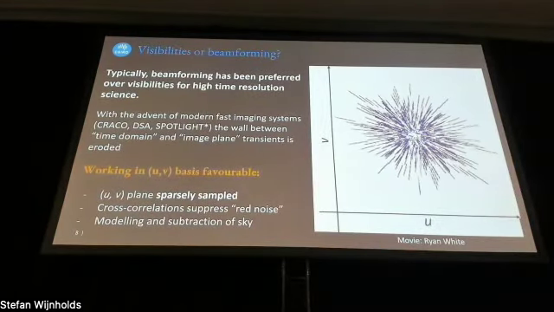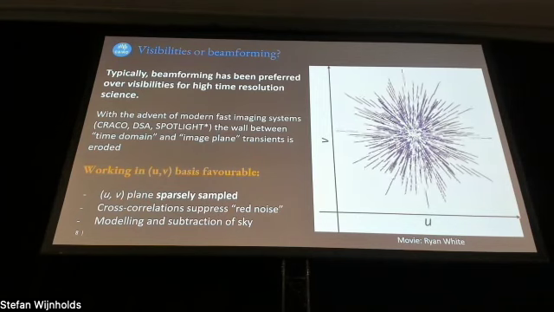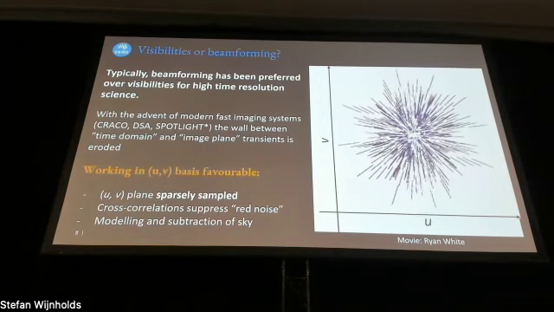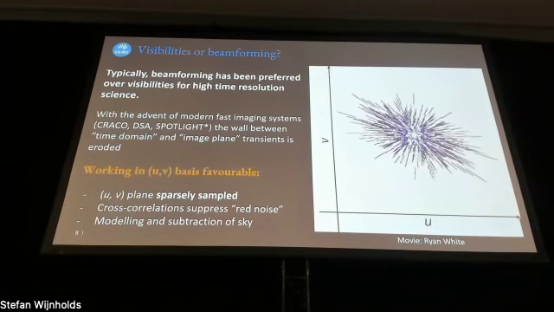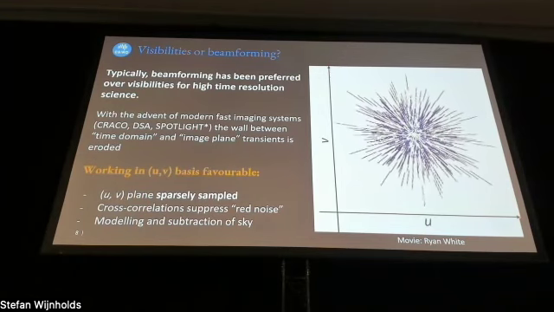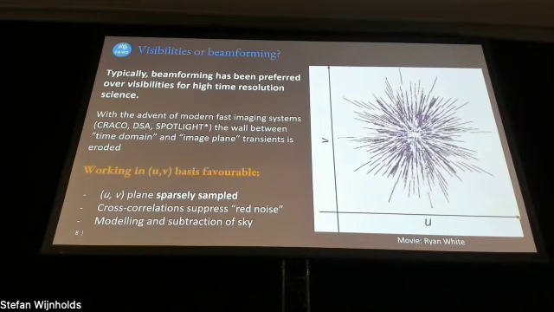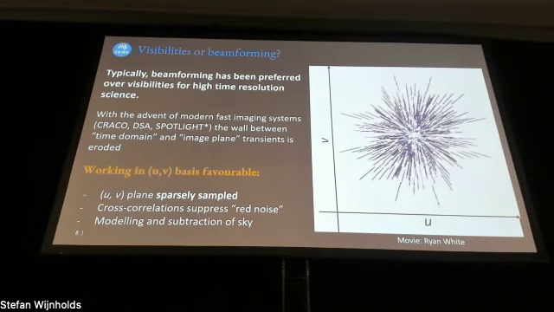Okay, so typically beamforming based approaches or single dish data sets have been preferred over interferometric data products for doing high time resolution searches. And there's good reason for that. That's mainly because the data rates are very, very large.